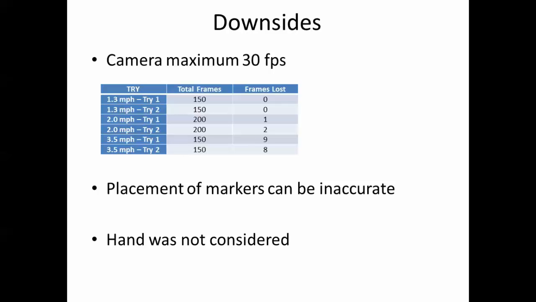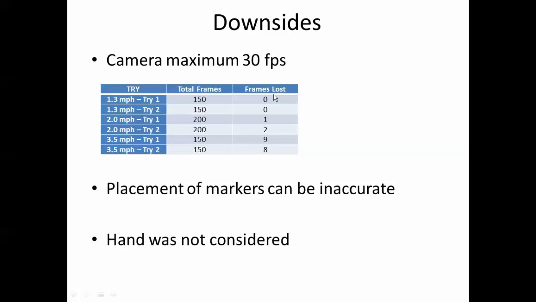Now, what are the downsides of my 2D gait analysis? It was pretty cheap. It was not too complicated MATLAB code, although it did take me a long time to figure out the filtering. Number one, the camera maximum frames per second was 30. So as we increased our speed, the camera did not give as crisp images as it did for low speeds. There was some blurring, there was some stretching of the pixels, and this table just shows how many frames we could not get reliable information from.